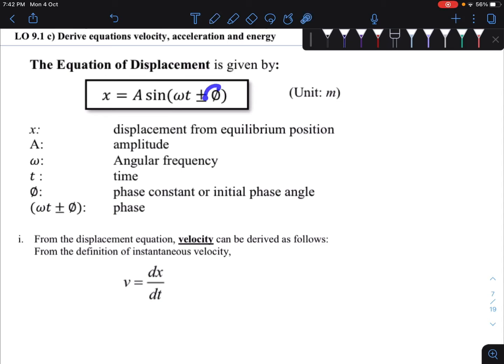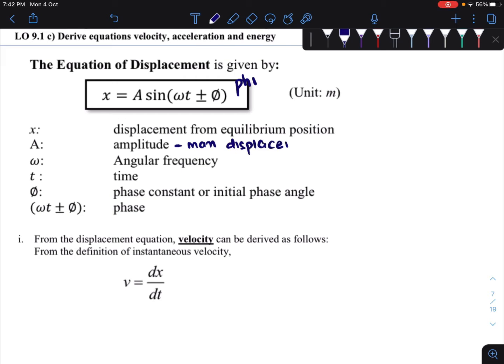This symbol here is called phi, P-H-I. This equation is the equation of displacement, where x represents the displacement from the equilibrium position, with a unit of meters, or sometimes it is given in centimeters. The term A is the amplitude, which is the maximum displacement from equilibrium.